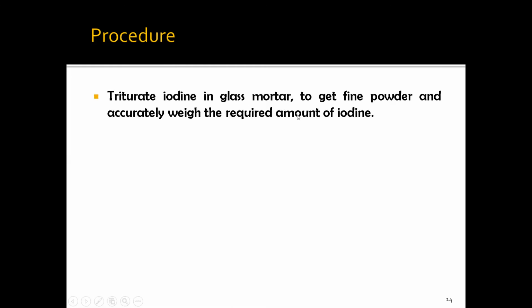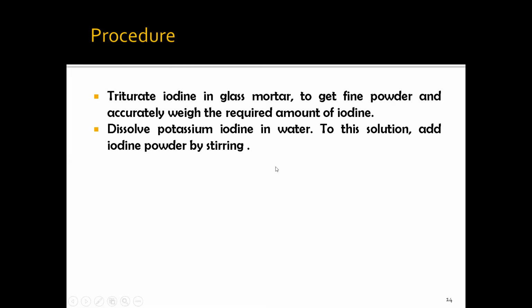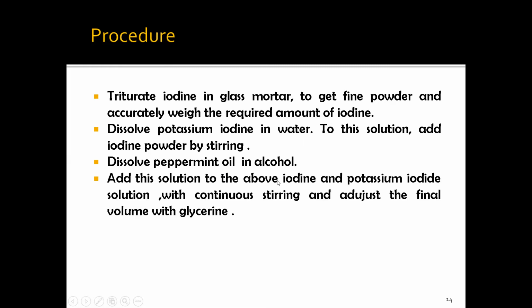Now we will take a quick overview of this procedure. First of all, we triturated the iodine in a glass mortar and then accurately weighed the required amount of iodine. Then we dissolved potassium iodide in water, and to this solution iodine powder was added by stirring. Then peppermint oil is dissolved in alcohol, and this second solution was added to the solution of iodine and potassium iodide, and then the final volume was adjusted with glycerin.